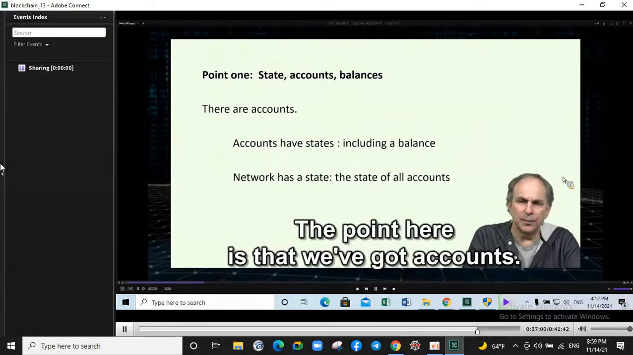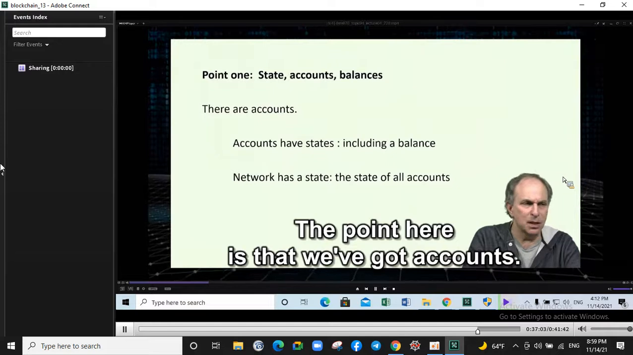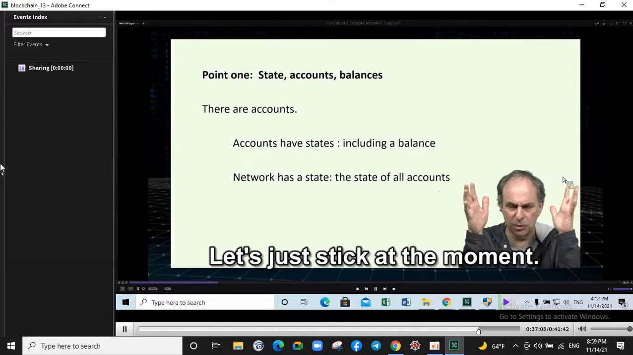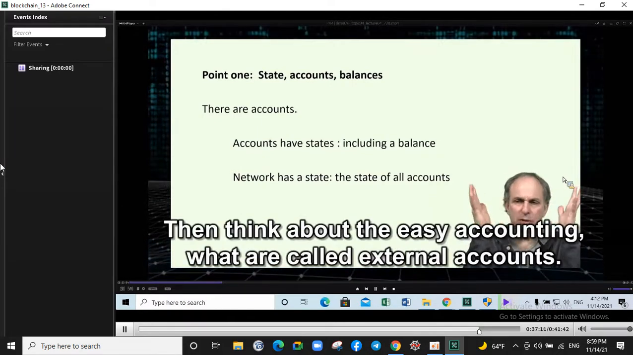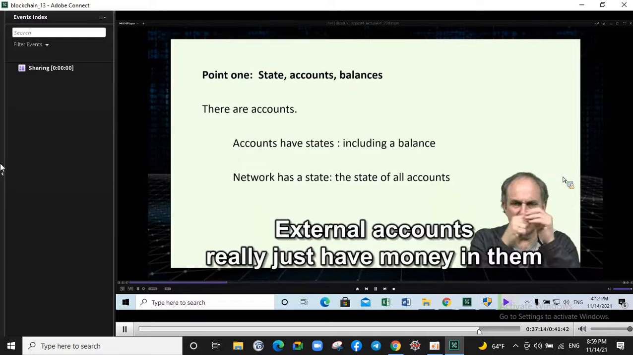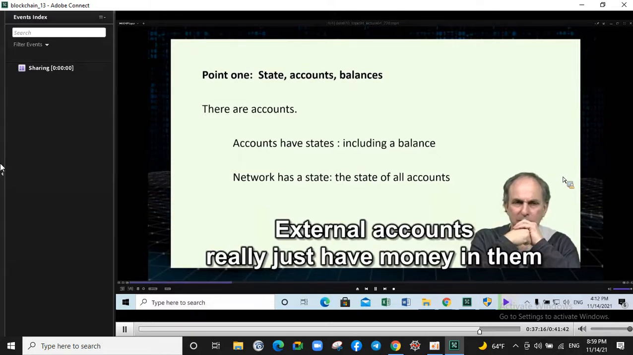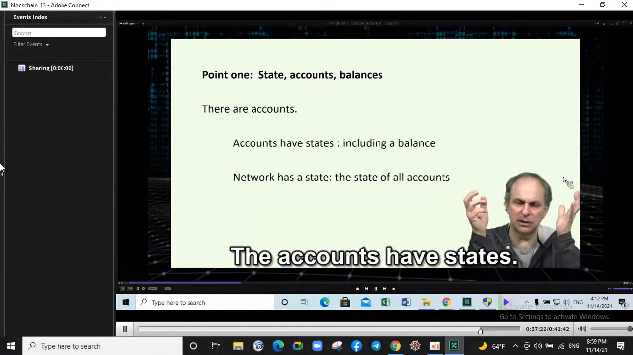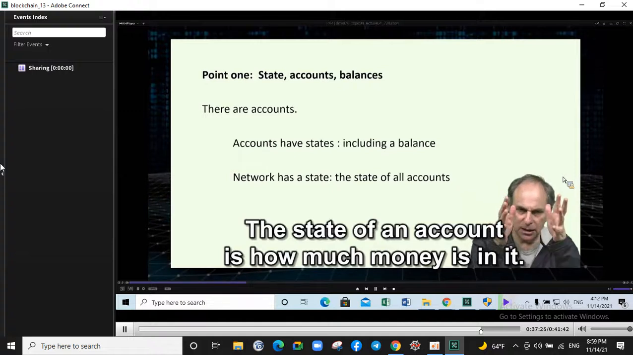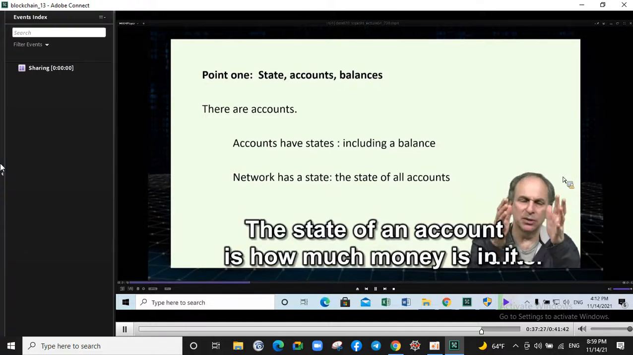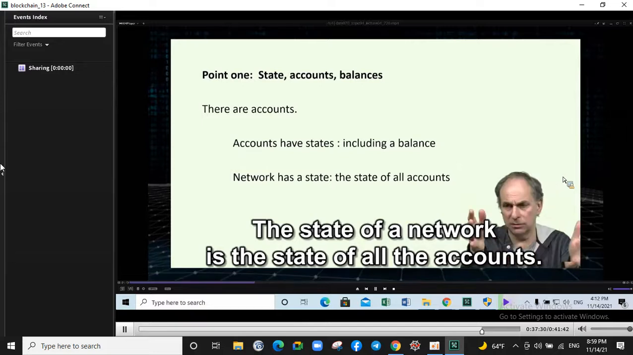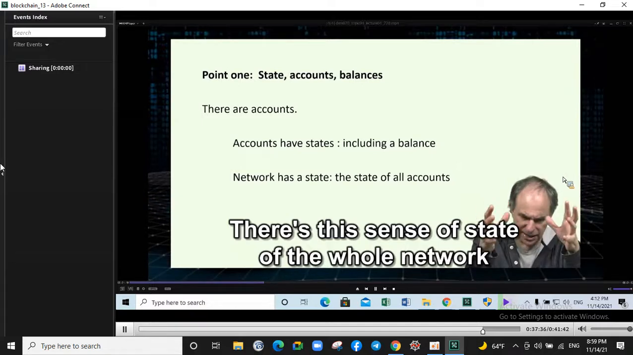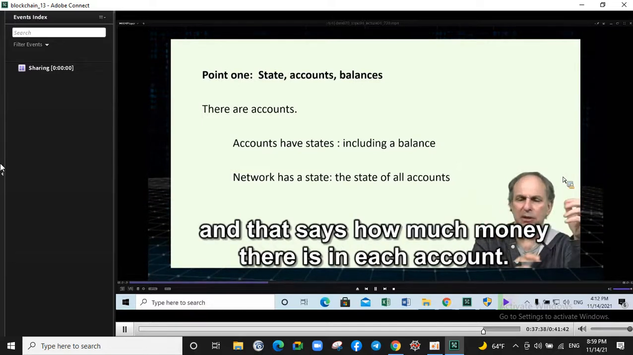So the point here is that we've got accounts. We have two kinds of accounts, remember? Let's just stick at the moment to thinking about the easy accounts, what are called external accounts. So external accounts really just have money in them and an owner and nonces, which we'll talk about. So the accounts have states, okay? The state of an account is how much money is in it. The state of the network is the state of all the accounts. So there's a sense of state of the whole network, and that says how much money there is in each account. And the nodes know about that.